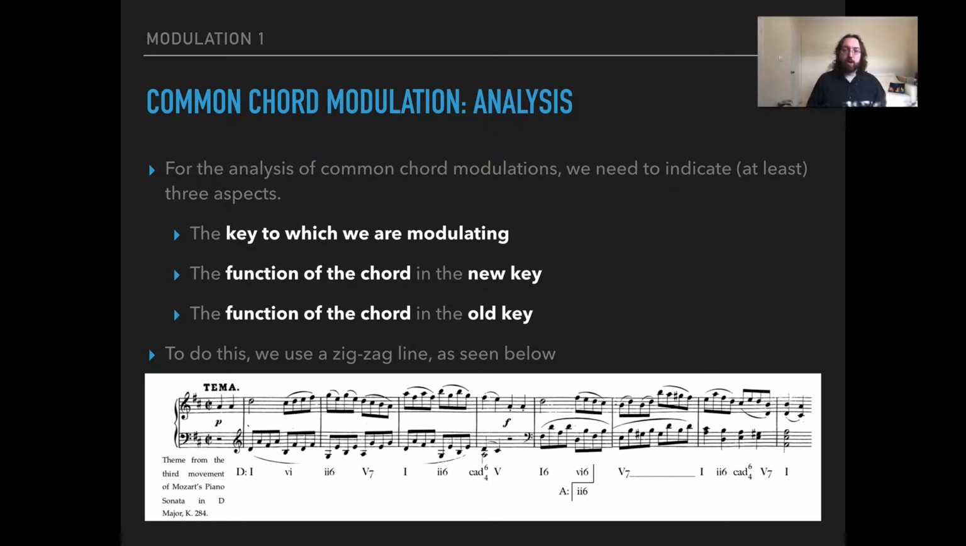Now, let's walk through this a little bit. So here is the third movement from Mozart's Piano Sonata in D major, K284, and this is the theme from a theme and variation section.